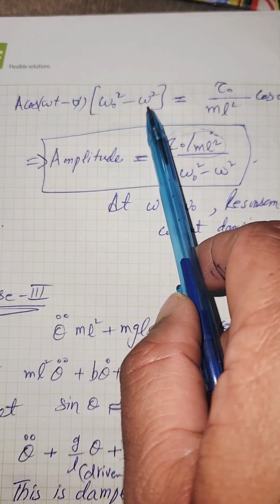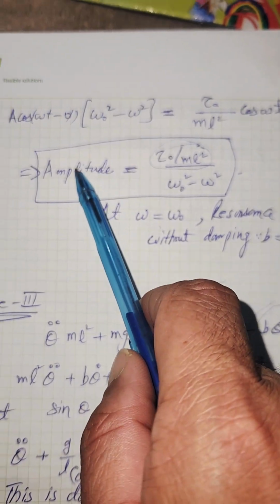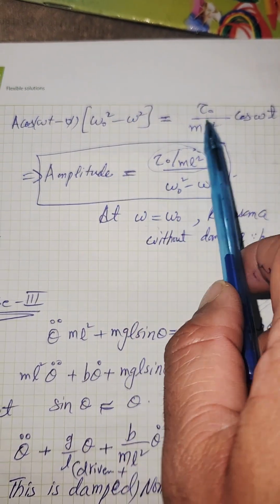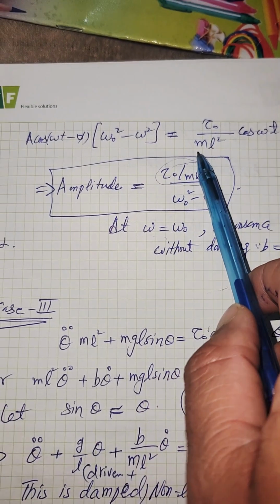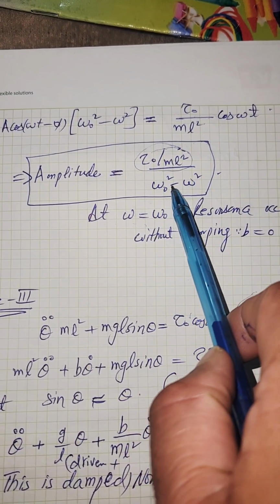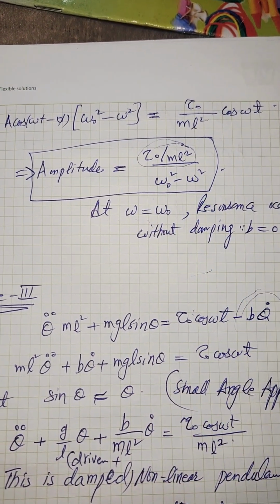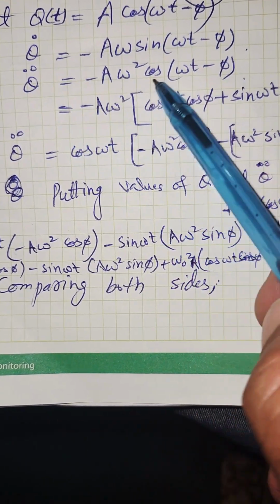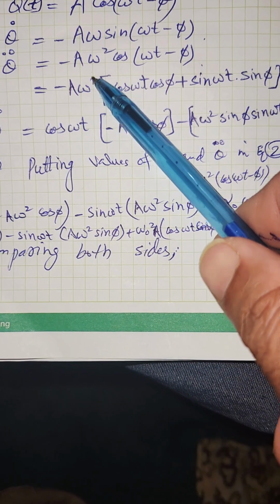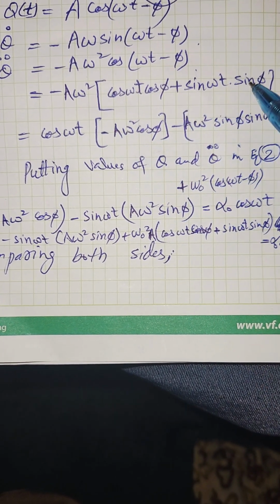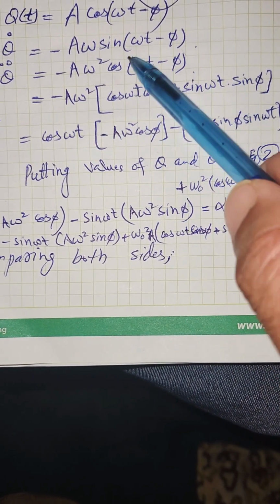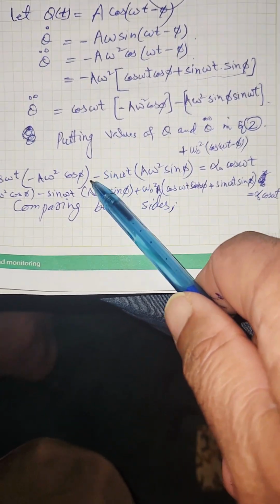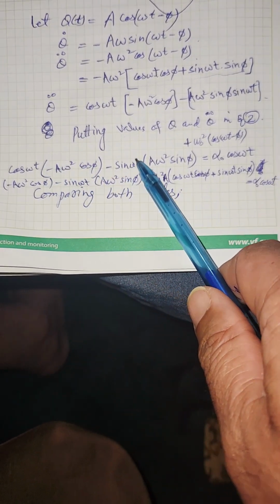terms containing omega naught square and omega square. A is the amplitude of motion, so the amplitude is given by this equation, tau naught over mL square over omega naught square minus omega square. In case 2, we propose theta equals A cos of omega t minus phi. On simplification, we get minus A omega square terms containing cos omega t, cos phi, sin omega t, sin phi. We expand cos of omega t minus phi using this formula, and on simplification we are left with cos omega t and sin omega t terms.